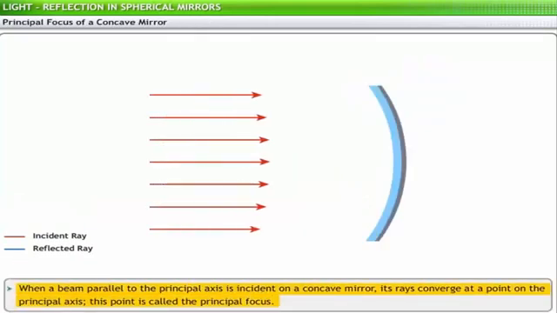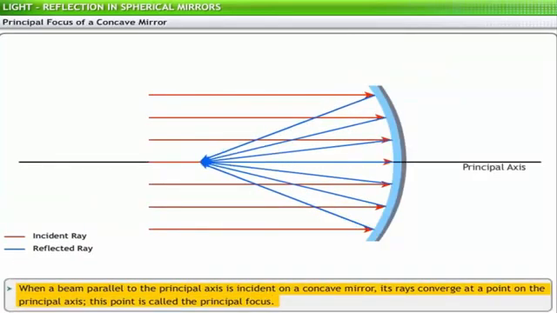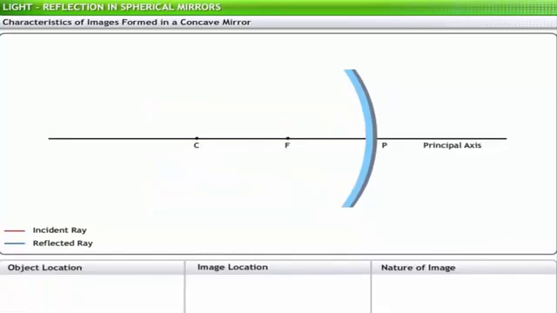When a beam of rays parallel to the principal axis is incident on the reflecting surface of a concave mirror, its rays all converge at a point on the principal axis. This point is known as the principal focus of the concave mirror. Unlike a convex mirror, the nature and size of the image in a concave mirror depends on the relative position of the object from the mirror. Let us examine the characteristics of the image of an object at different points in front of the mirror.